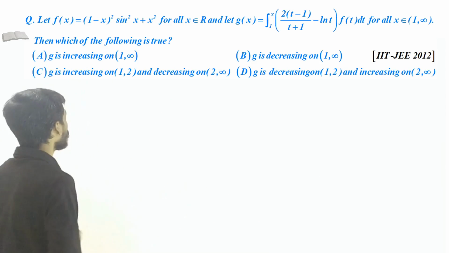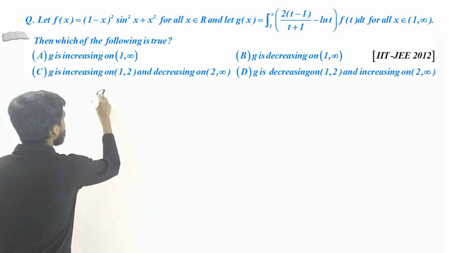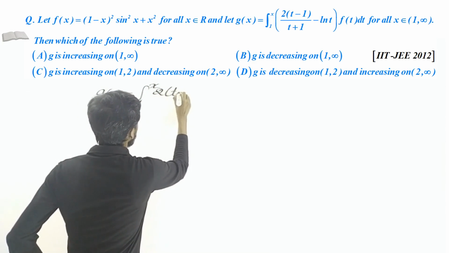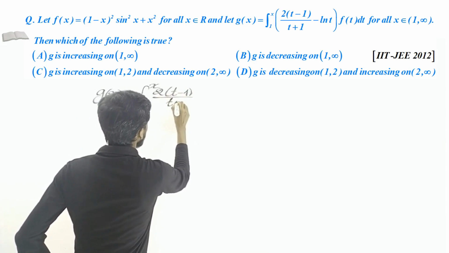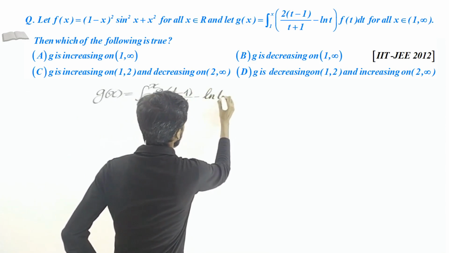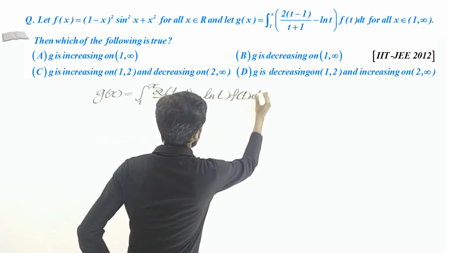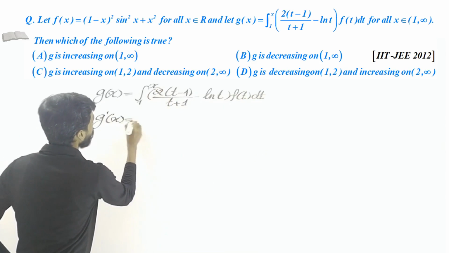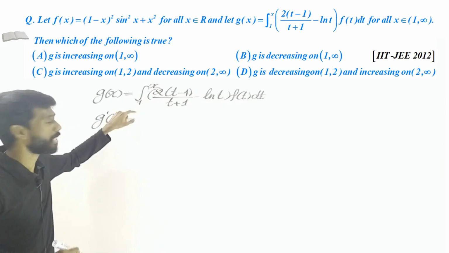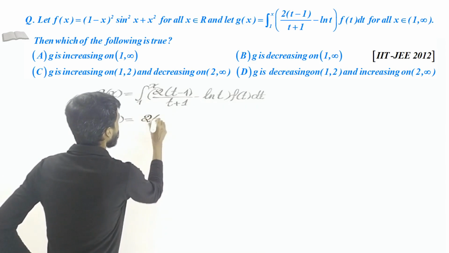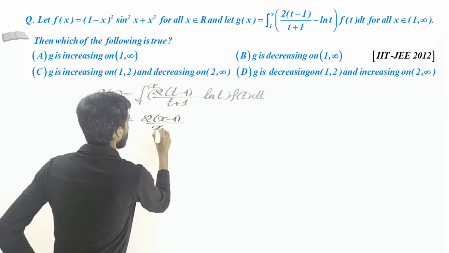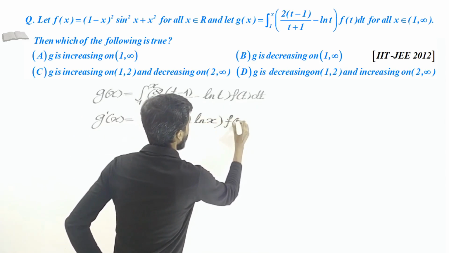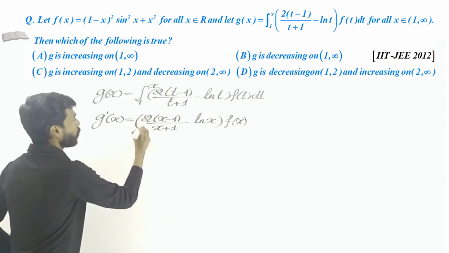Alright, let us find the derivative of g of x. So g of x equals the integral from 1 to x of (2 times (t minus 1) by (t plus 1) minus ln of t) multiplied by f of t dt. Now use the Leibniz rule. Just substitute the upper limit; the lower limit is constant, so it's not required. So 2 multiplied by (x minus 1) divided by (x plus 1) minus ln x, multiplied by f of x, multiplied by the derivative of x, that is 1, so no problem with that.